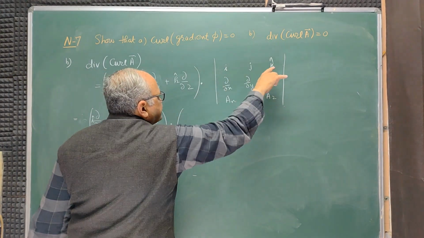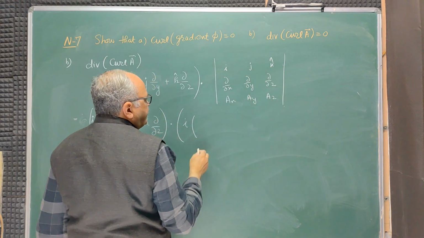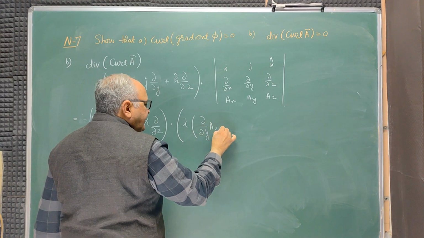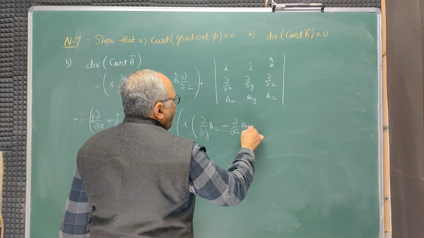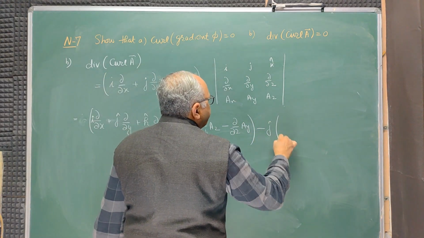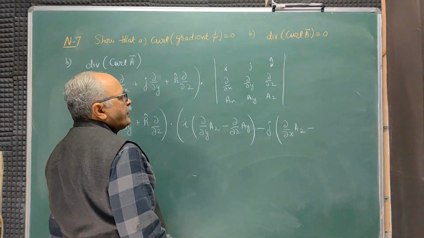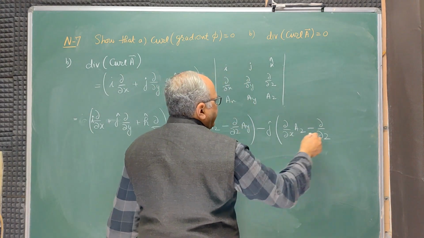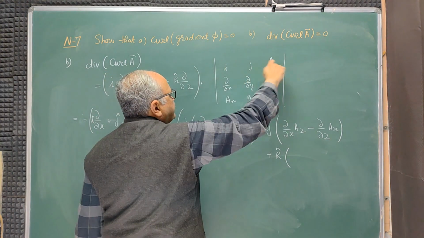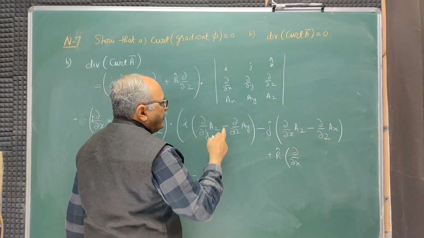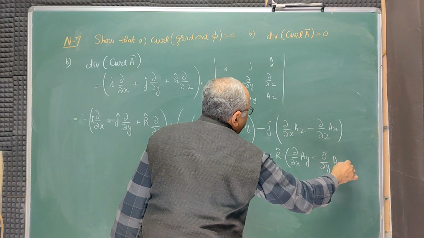Take this and this one, so this is i cap. When I take this one and this one, I have to take a partial derivative d/dy of Az minus d/dz of Ay, then minus j cap, leave this column, this row, this is d/dx of Az minus d/dz of Ax, plus k cap, and that is leaving this column and this row will give you d/dx of Ay minus d/dy of Ax.